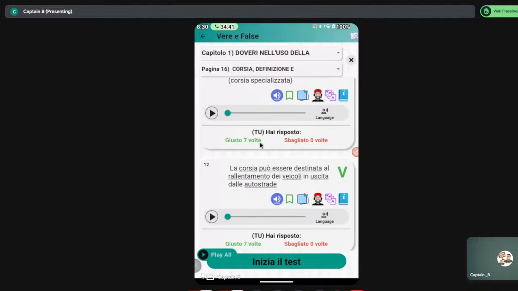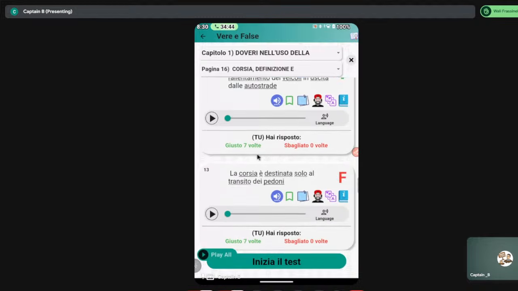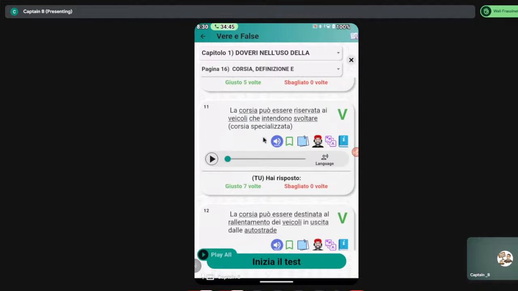Just now, is specializzata and canalizzazione the same? Corsia di canalizzazione is a corsia to exit autostrada? Okay, let me just make it clear for you. Canalizzazione is a corsia to select. You select a lane. That's what you mean, okay?